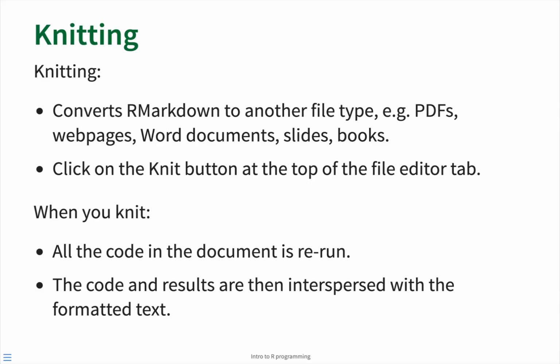When you knit the file, all of the code in the document is rerun, even if you've previously run it before. That means that if you have stored the output of code previously, that won't be available to the file when it's being knit. All of the code is rerun from scratch. The code and the results of the code then are interspersed with the text of the document that's not code, and the result is converted into the output file.